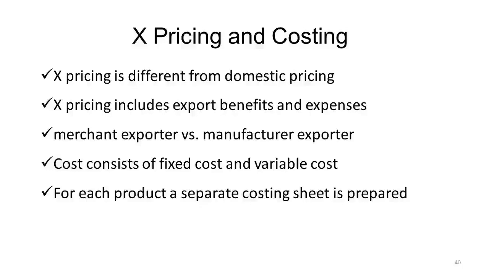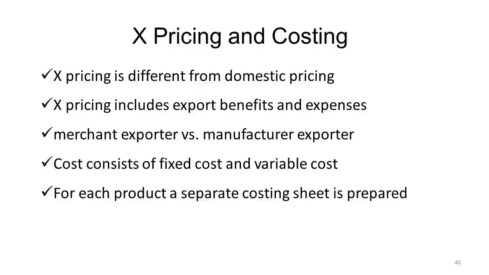Now, a manufacturer exporter gets export benefits, but a merchant exporter does not get export benefits. So someone who gets benefits will always be able to give competitive prices, but someone who does not get benefits from the government will not be able to give great prices because they are not getting the benefits. So when we talk about export pricing, this cost consists of fixed cost and variable cost, which we have already discussed. And for each product, a separate costing sheet is prepared.